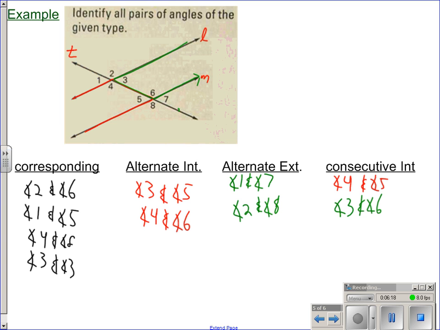Okay, that's all we're doing with these things. Each of these types do have some properties. There are some relationships between these pairs of angles that we just listed, but for now, it's just a matter of recognizing them. I have two lines and a transversal. Here are these types or these pairs of angles.